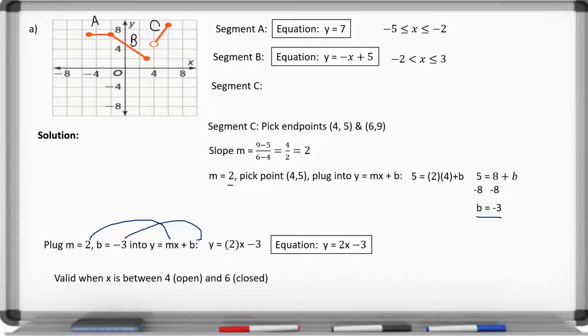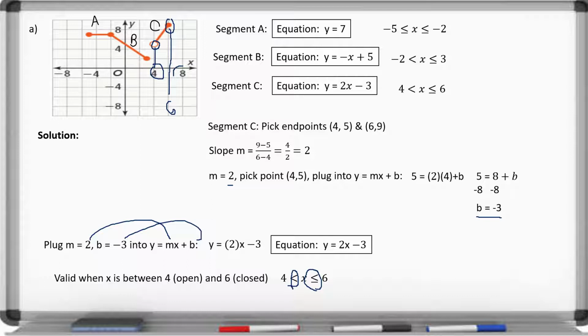So this is only valid when x is between 4 and 6. So that's because of our coordinates here. So this is between 4, which is open, by the way, because it's not filled in. That's just a hole right there. And when x is actually 6, so that's over here when x is 6, which is closed because it's filled in there. So therefore, x is between 4 and 6, closed for 6 because of that equal sign, and open for 4.